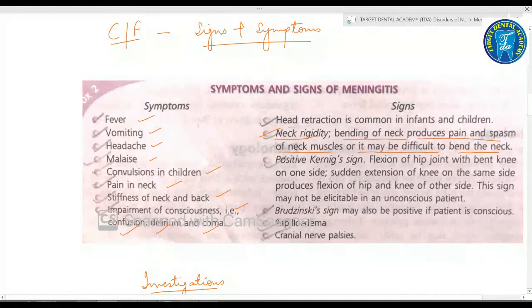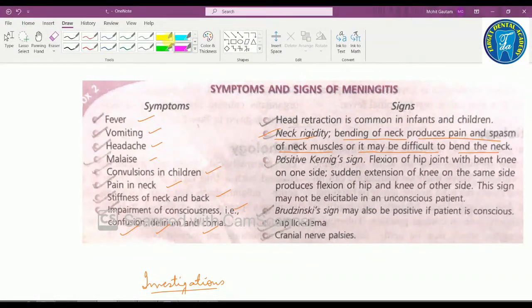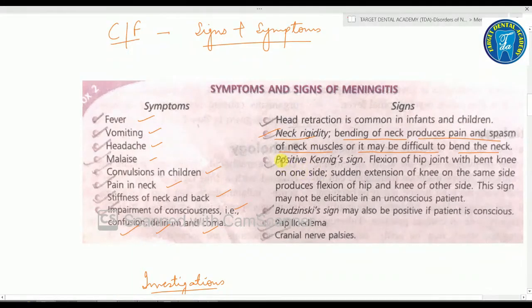Fine. Next is the positive Kernig sign. So the Kernig sign is the flexion of the hip joint with the bent knee on one side, and sudden extension of the knee on the same side produces flexion of the hip and the knee of the other side. So this sign may not be elicitable in an unconscious patient. Second sign is the Brudzinski sign. So it may be positive if the patient is conscious. Next is the papilledema and the cranial nerve palsies. So these are the commonest signs and symptoms.